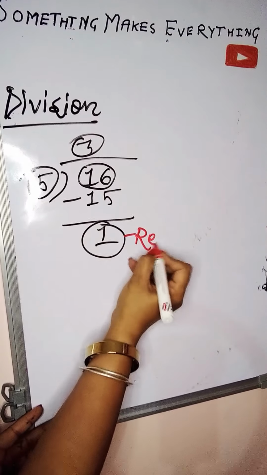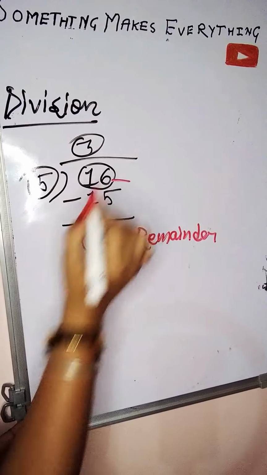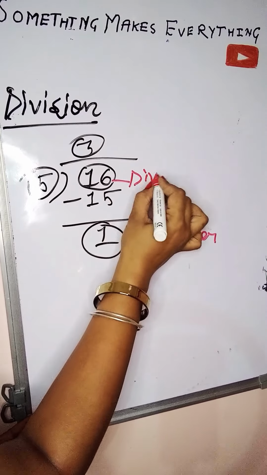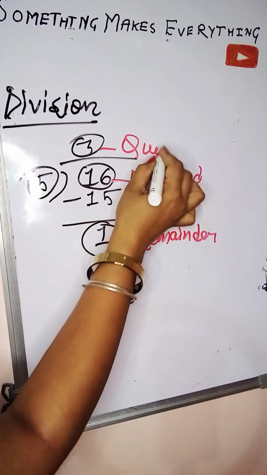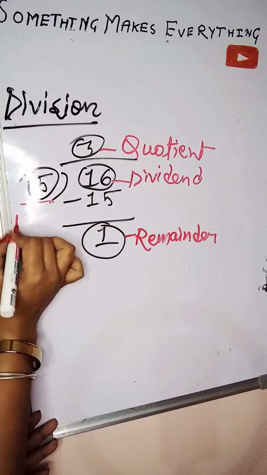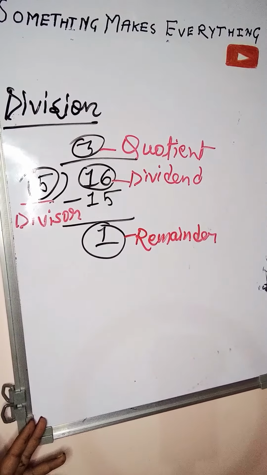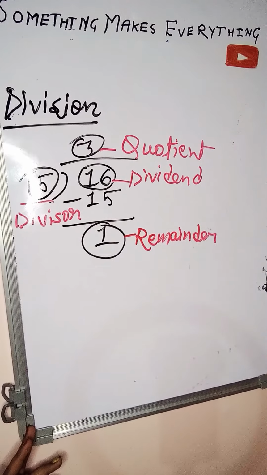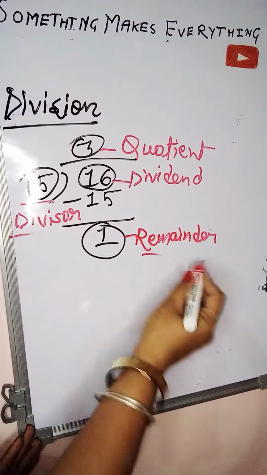This we call it nothing but remainder. And this number we call it dividend. This is quotient. And this one we call it divisor. So apparently division is the process among dividend, quotient, divisor and remainder.